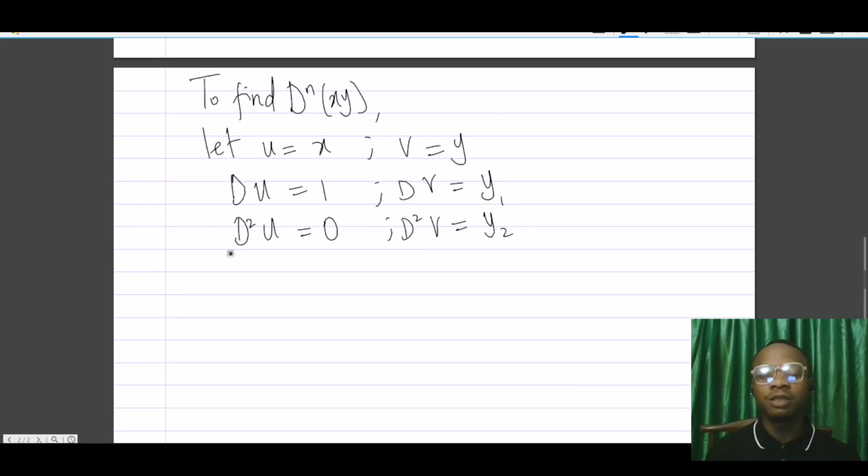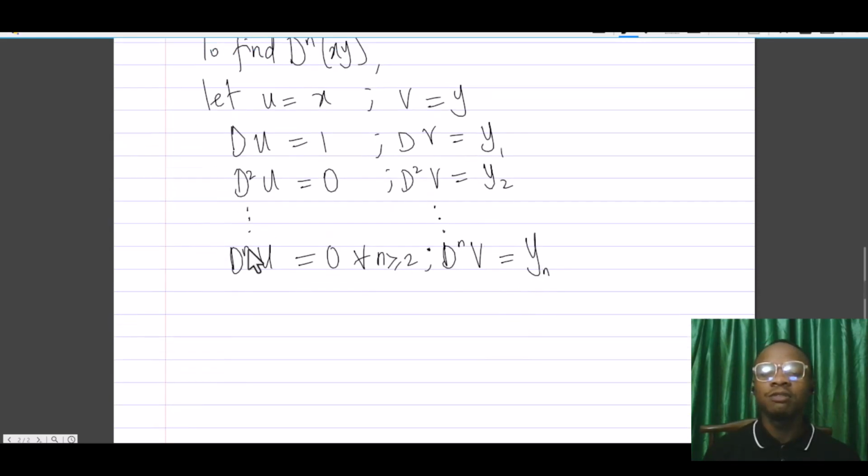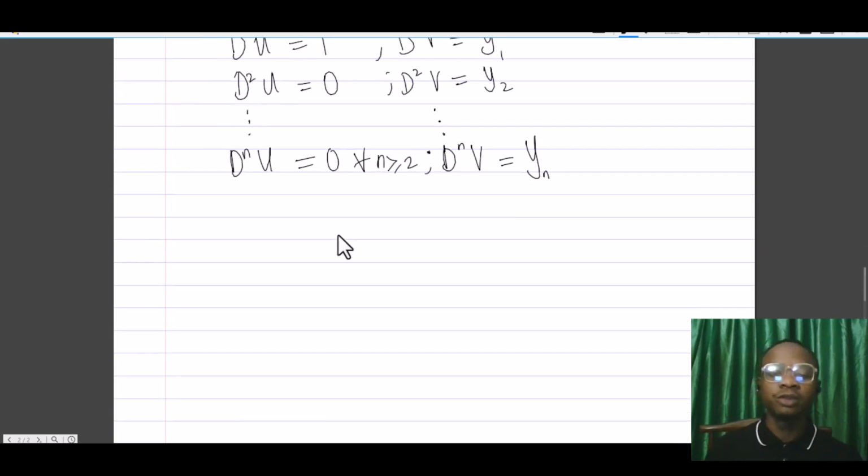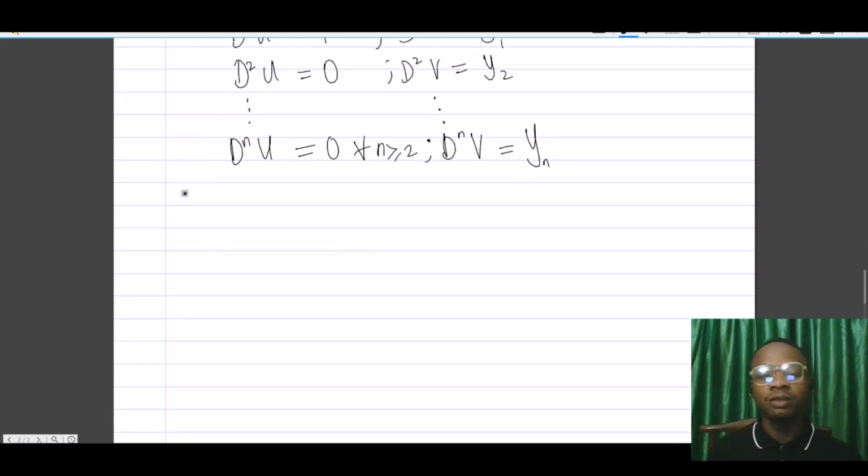And from this we can generalize already that to get the nth derivative of u, it is going to be 0 as long as n is greater than or equal to 2. And let's write this properly. So this is the nth derivative of u, and this will be generalizing from here. This will be the nth derivative of v equals y sub n. So basically that's what we have for this expression. So we'll make use of the Leibniz formula now.